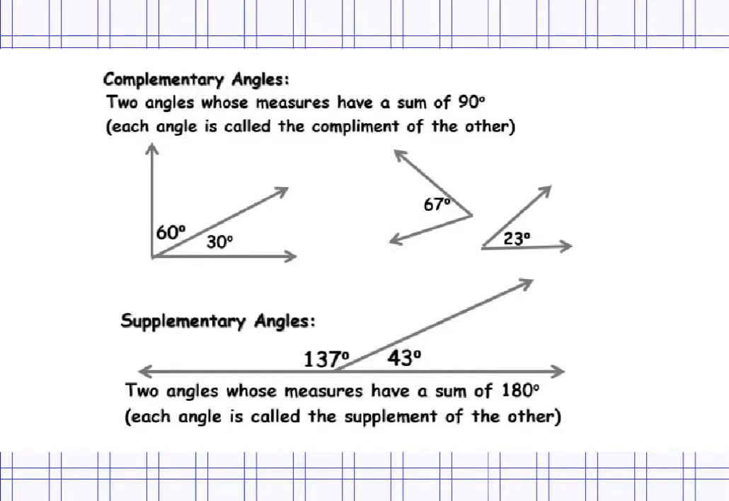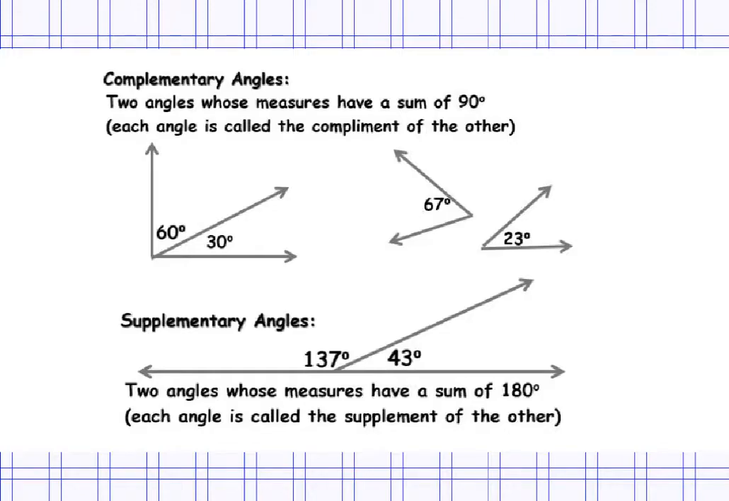Complementary angles are two angles who have a sum of 90 degrees. Each angle is called the complement of the other. Here we have 60 degrees and 30 degrees. Their sum is 90. These angles happen to be adjacent, meaning they are next to each other, but that doesn't have to be the case for them to be complementary.